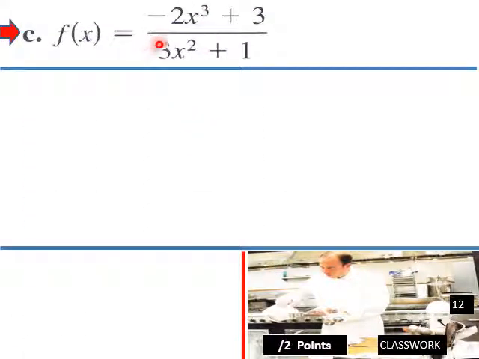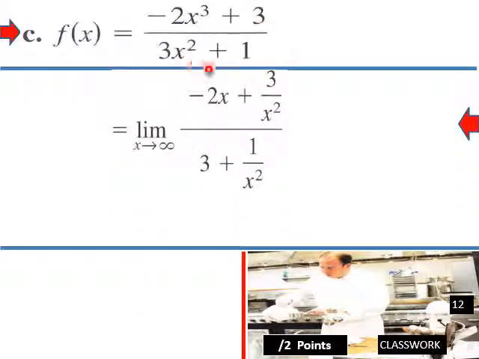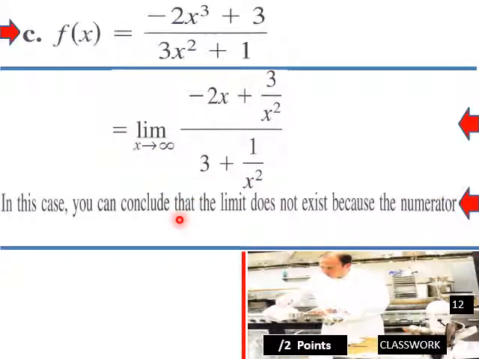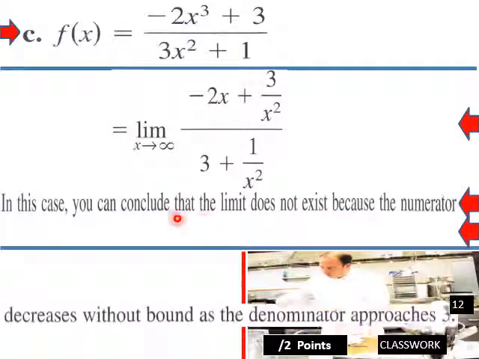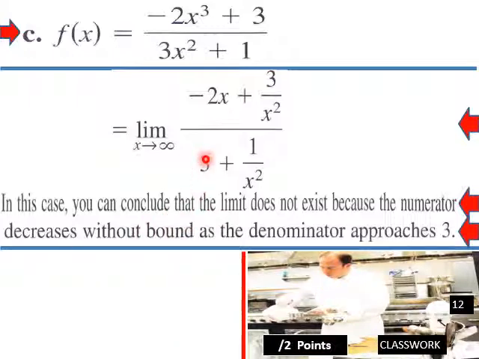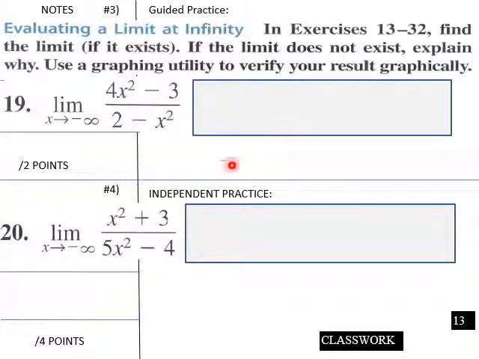And then for c, negative 2x cubed plus 3 over 3x squared plus 1. When we divide everything through by x squared, this becomes negative 2x. This is 3 over x squared. Then we have 3 plus 1 over x squared as x goes to infinity. In this case, you could conclude that the limit does not exist because the numerator decreases without bound. This decreases without bound because of this here, and this is negative as well. So it decreases without bound as the denominator approaches 3 here.